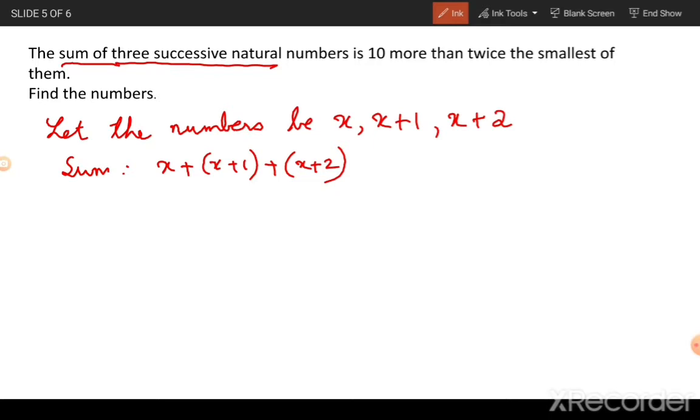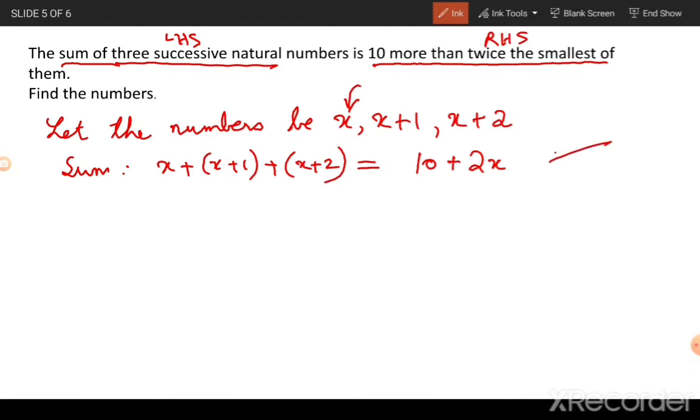And we have been told that the sum is 10 more than twice the smallest of them. So if the sum of 3 successive natural numbers is the left hand side, on the right hand side of the equation we have got that it is 10 more than twice the smallest of them. Which is the smallest number? X, right? X is the smallest number. So twice the smallest number, and this sum is 10 more than this 2x. So 10 plus 2x, right?